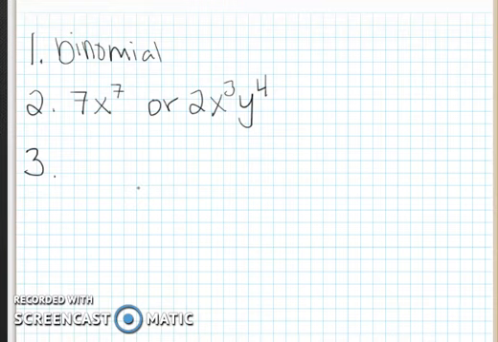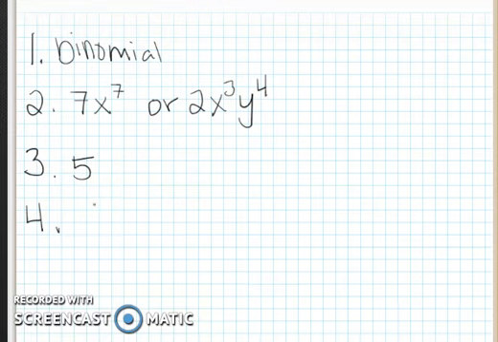Number 3, what is the degree of the polynomial? Now this polynomial has 5, 2, and 1 in each of them. But when we talk about a polynomial, we take the highest degree, or the degree of the highest term. So x to the 5th is the highest, so we are going to say the degree of the polynomial is 5.